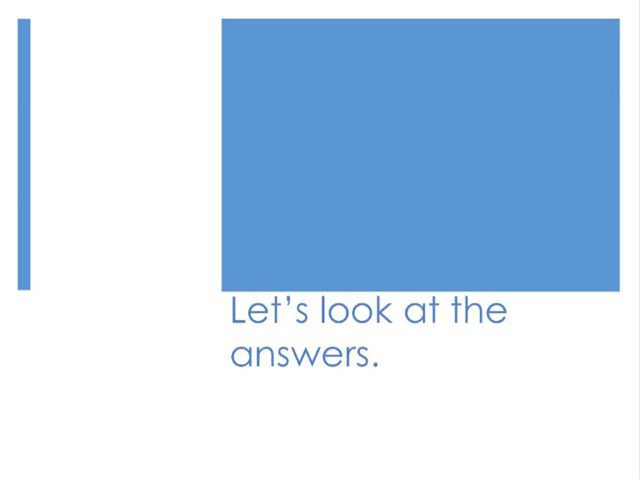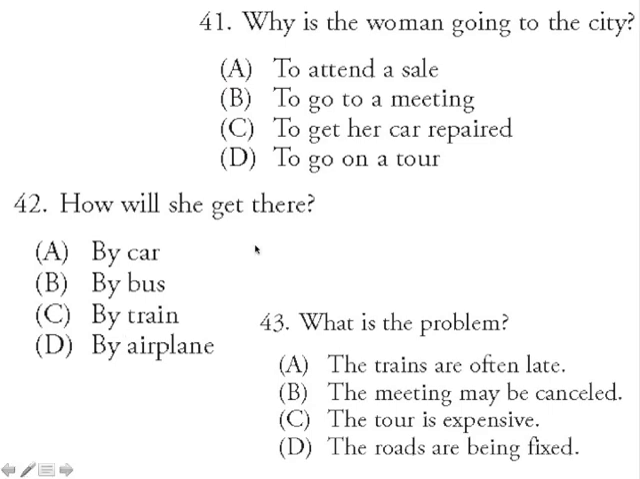Okay, now let's go ahead and take a look at the answers. In question 41, why is she going to the city? The answer is B, to go to a meeting. 42, how will she get there? C, by train. Question 43, what is the problem? The answer is D, the roads are being fixed.